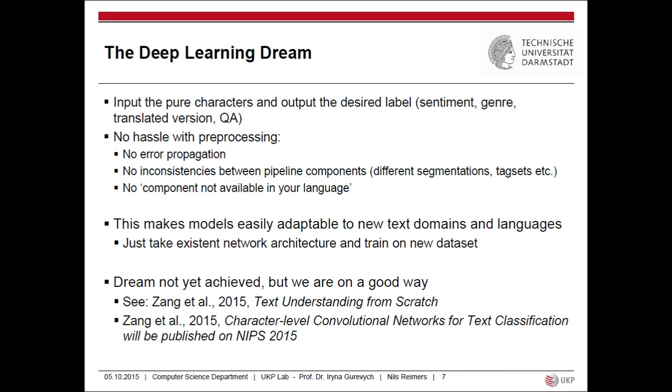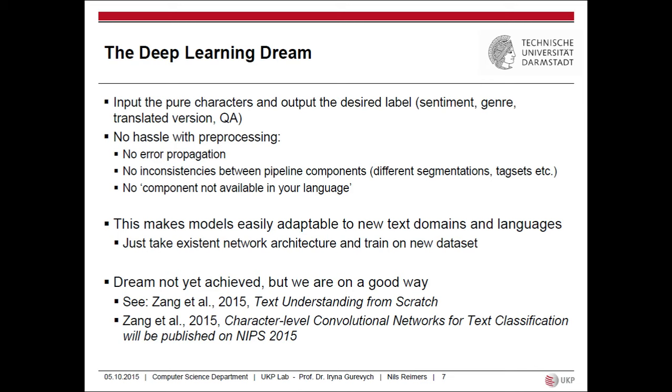The deep learning dream is that you work on pure characters and output the desired labels. So you input the characters and you output the sentiment, the genre, the translated version, or the answer to a question, which has the big advantage that you have no hassle with pre-processing. No error propagation: if your part of speech tagger gets a tag wrong, your parser works wrong and the parser is not able to extract the subject of the sentence. Because you don't have a subject, you cannot answer the question.